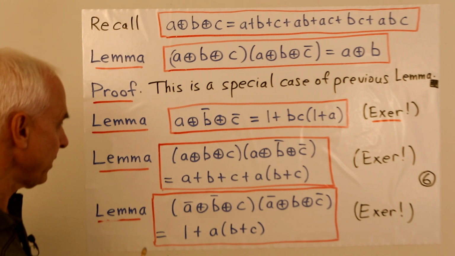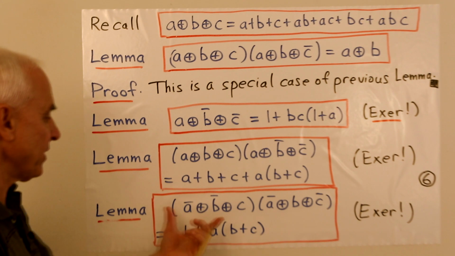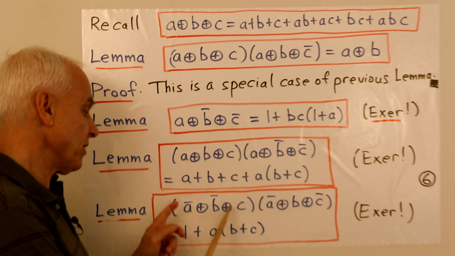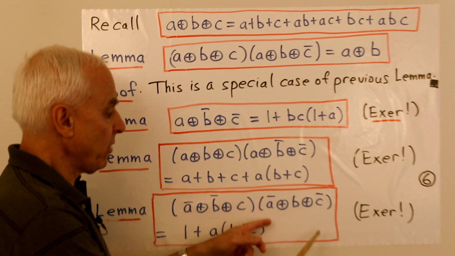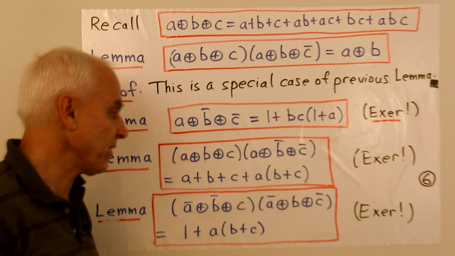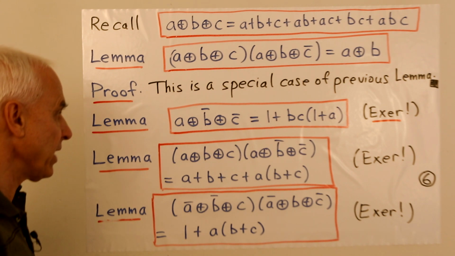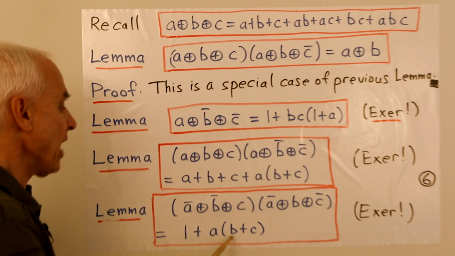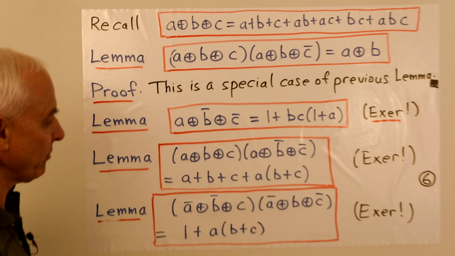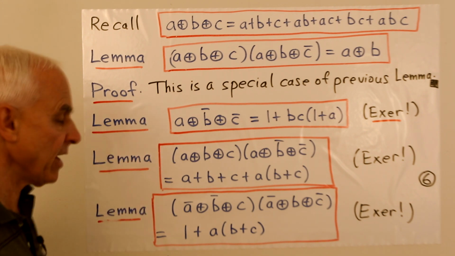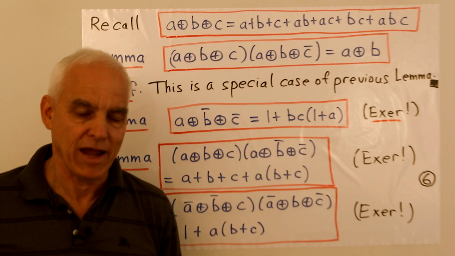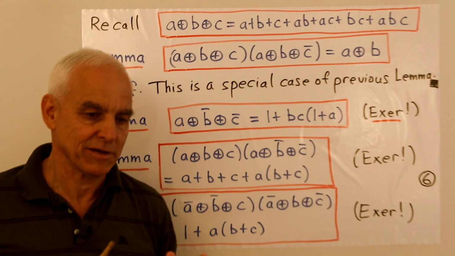And similarly, another lemma that deals with the other pair. This is A bar circle sum B bar circle sum C, so the bars over the A and B, times a similar thing with the bars over A and C now. You can work out what that is along very similar lines, and hopefully you will get 1 plus A times B plus C. The B and C are now playing similar roles. All right, so we'll leave these three as exercises for you to do, using the algebra of Boole, getting some practice in the algebra. Very simple but powerful algebra.